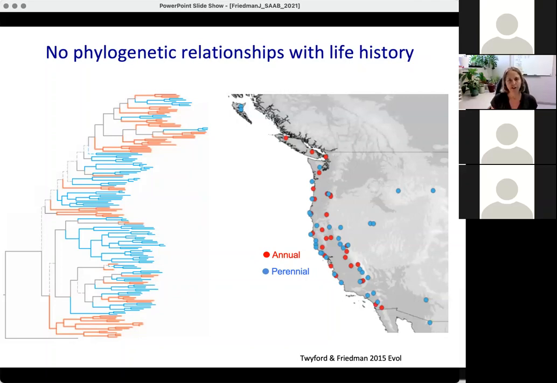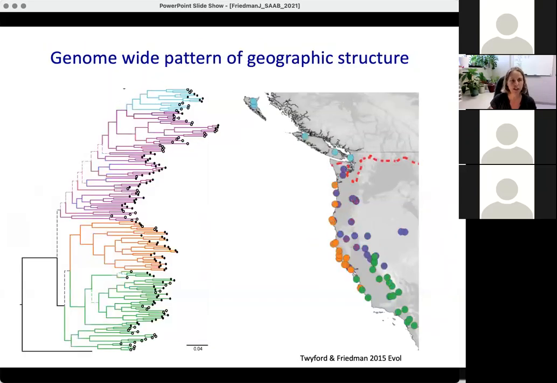So what pattern do we see here? If we take this exact same phylogeny, and here I've got the branches color-coded by red and blue for annual and perennial, but let's instead color code them by geography. So same relationships, I'm just changing the colors here. If we color code it by geography, we actually find this really clear pattern of geographic structure.